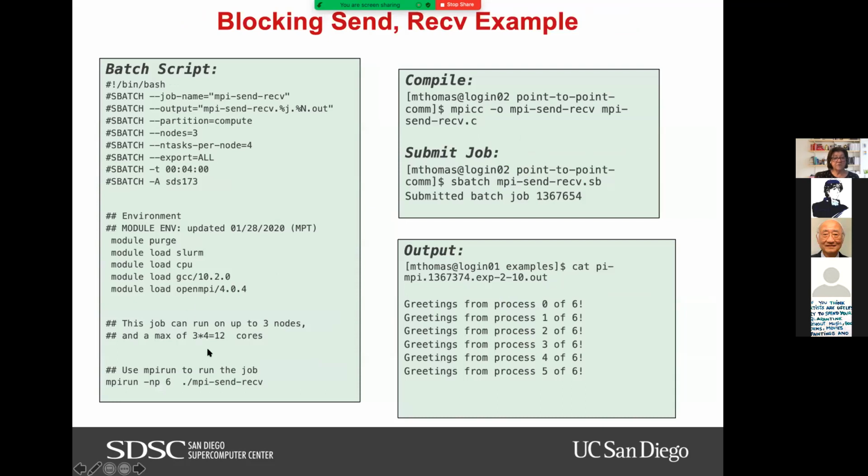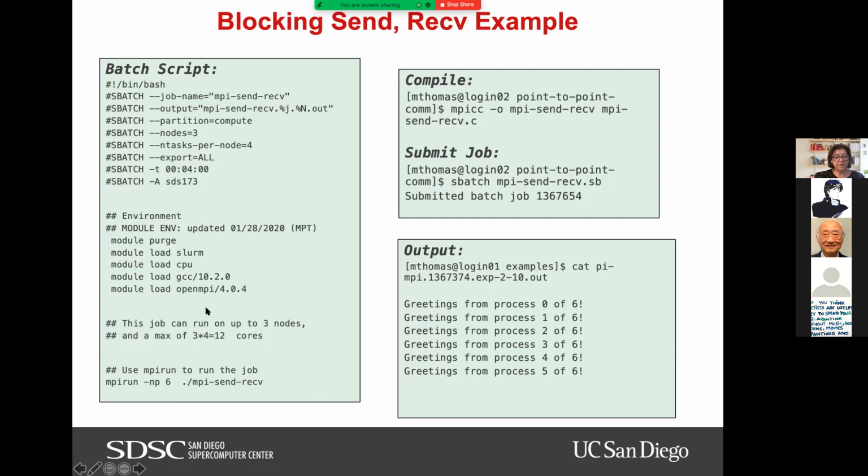And here's the batch script. I did promise you a batch script. My templates for the batch scripts are all pretty much the same. I've set you guys all up to use Slurm on a CPU using a GCC compiler and the OpenMPI module for the MPI libraries. And so pretty much you can take this script, and this is called MPI send receive .c. You'll see it in the example code.